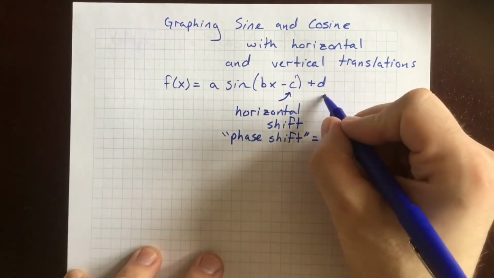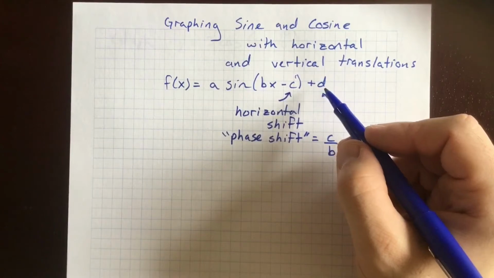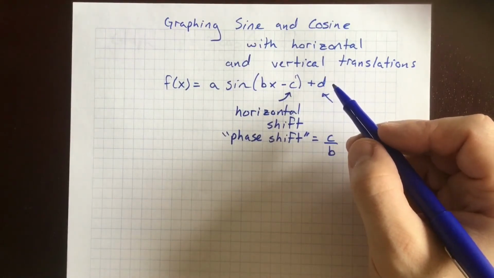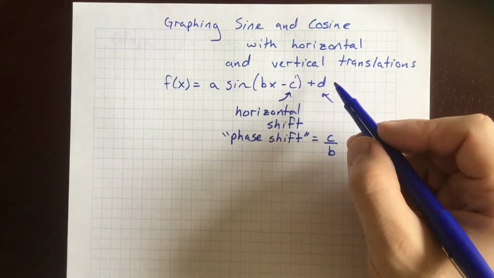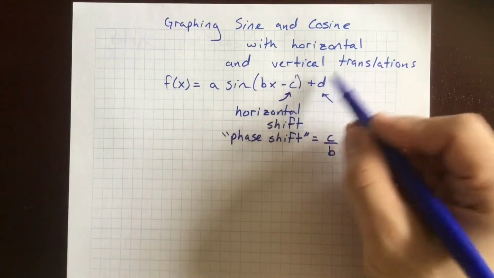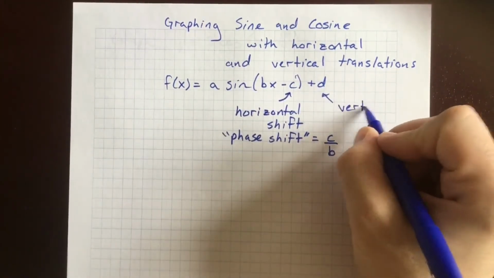And then our D, or plus D, is common throughout all of our functions. When we have x squared plus 2, or square root of x plus 5, or natural log of x plus 2, that addition or subtraction on the very end has the same result. So this is going to be our vertical shift.